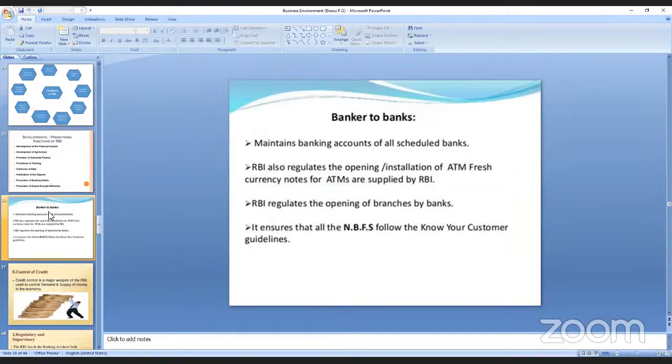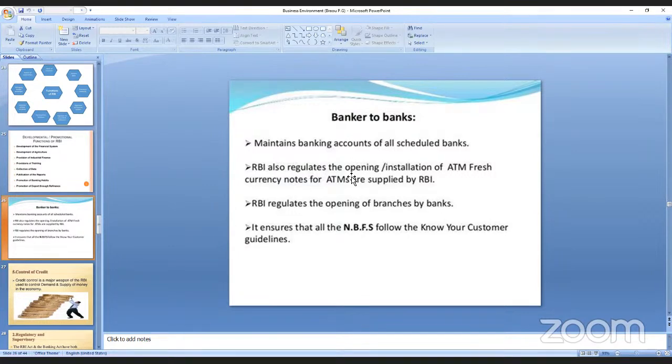Now we'll see banker to bank. Banker to bank means that banks maintain accounts with the scheduled banks. And RBI regulates the opening and installation of ATMs. Fresh currency notes for the ATMs are supplied by the RBI. Are you getting this point?